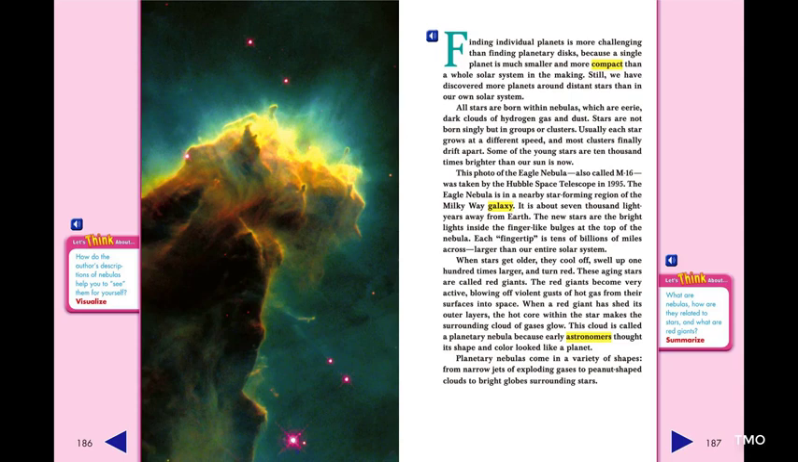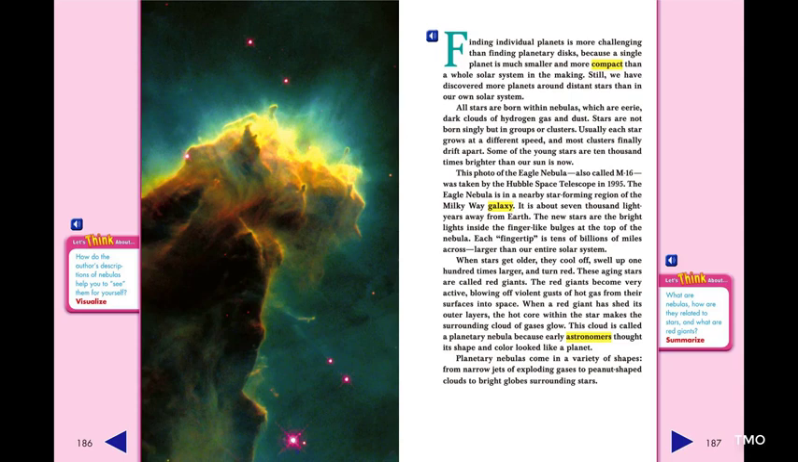All stars are born within nebulas, which are eerie dark clouds of hydrogen gas and dust. Stars are not born singly, but in groups or clusters. Usually, each star grows at a different speed, and most clusters finally drift apart. Some of the young stars are 10,000 times brighter than our Sun is now.